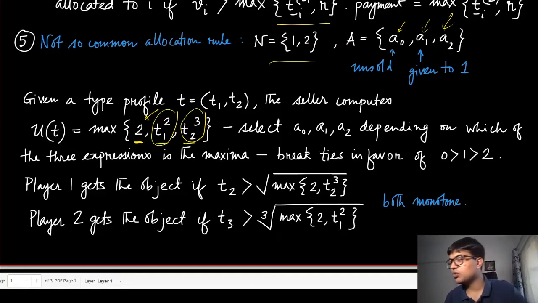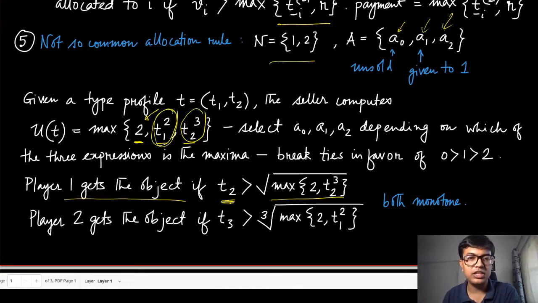So why is this monotone? You can break the tie in whichever order, and suppose there already exists a tie-breaking rule. So player 1 will get this object if its T1 crosses this threshold of max of 2 times T2 squared, T2 cubed, so essentially the square root of that. It is essentially spelling out the condition under which this becomes the maximum. If that becomes the maximum, then player 1 will get that object.